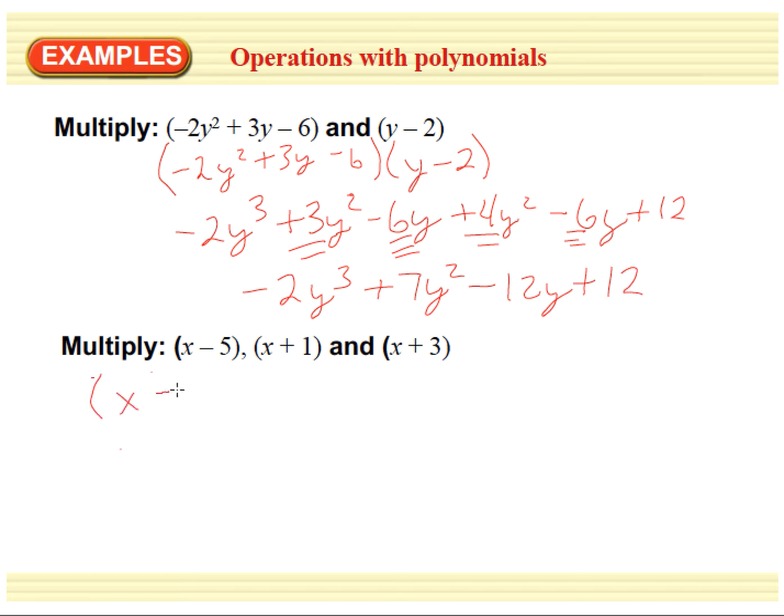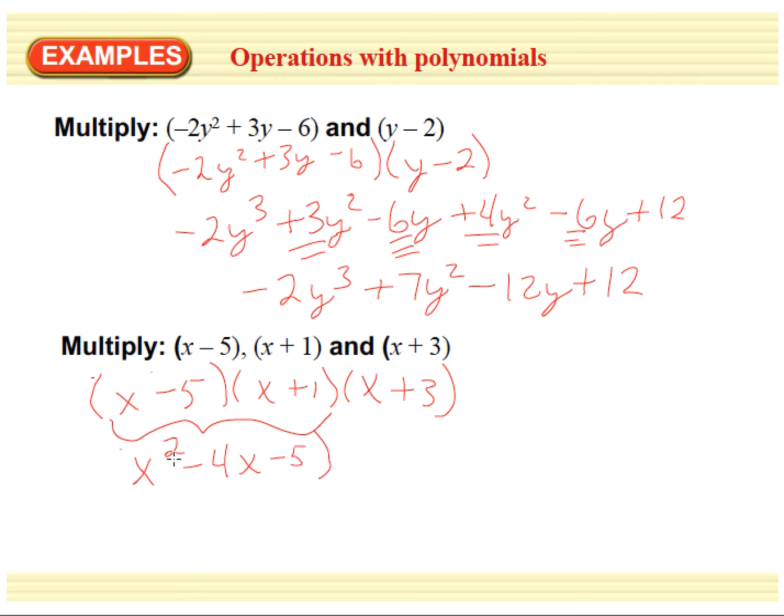Okay, we're going to multiply 3 sets of parentheses. My recommendation is take the first 2 sets, multiply those, we're going to FOIL them out, we're going to get x squared plus x minus 5x, which is negative 4x, minus 5, times positive 1, minus 5 in parentheses times x plus 3.